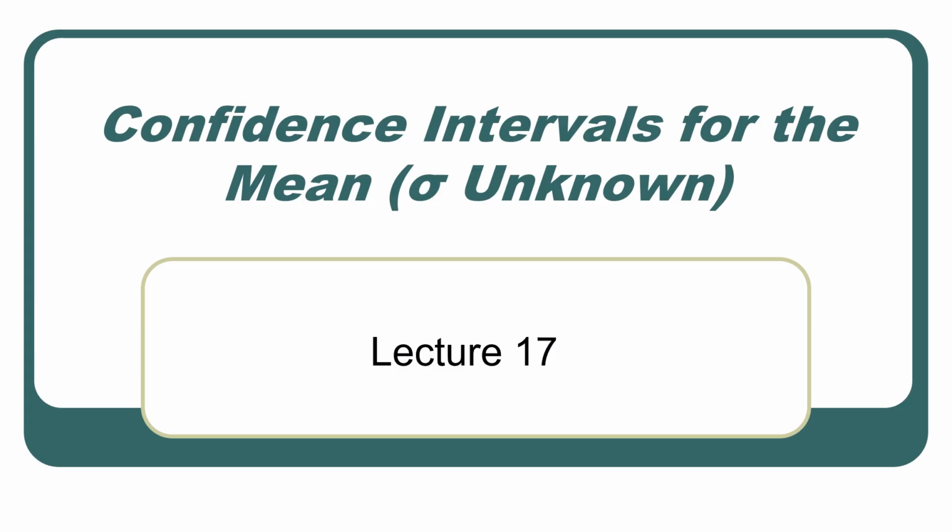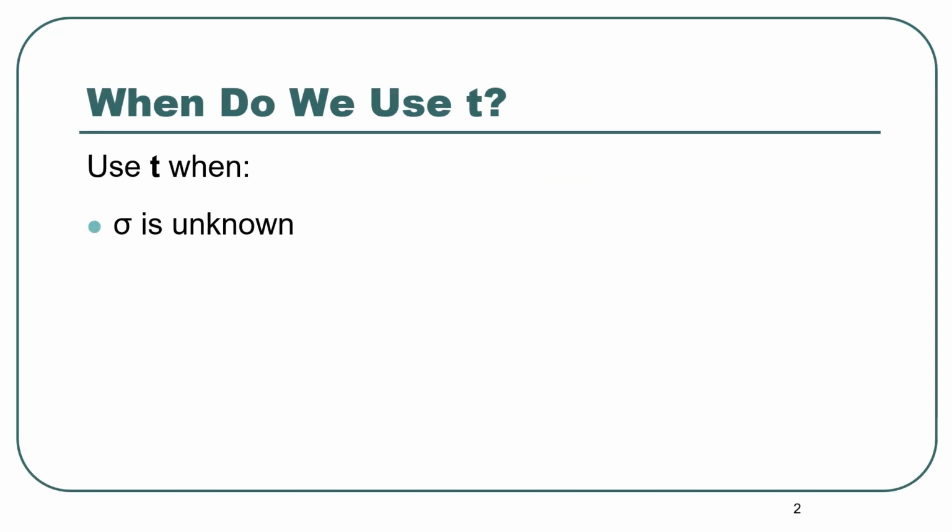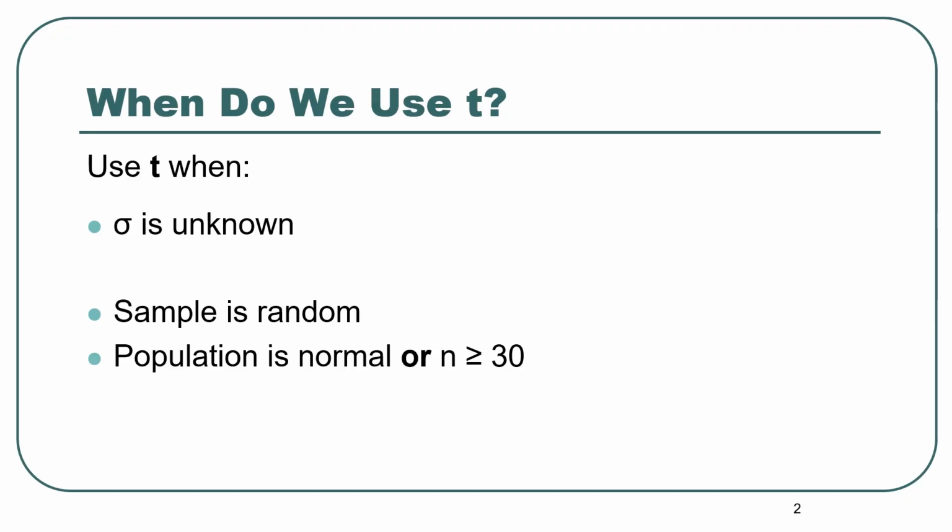When sigma is unknown, we estimate it using the sample standard deviation, and a new distribution appears, which is the t-distribution. So we switch to the t-distribution when sigma is unknown. The assumption, however, stays the same.